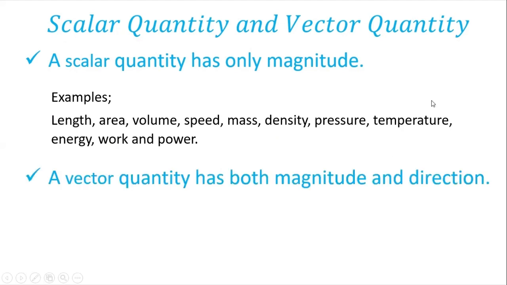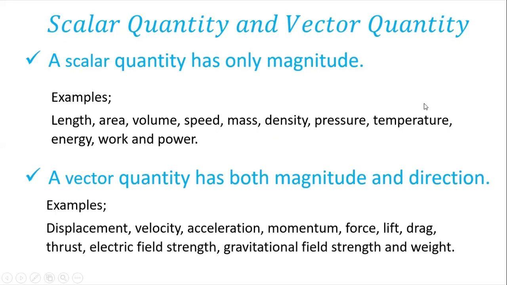A vector quantity has both magnitude and direction. Examples: displacement, velocity, acceleration, momentum, force, lift, drag, thrust, electric field strength, gravitational field strength, and weight.